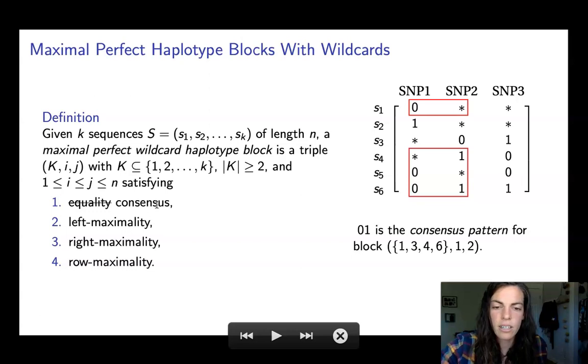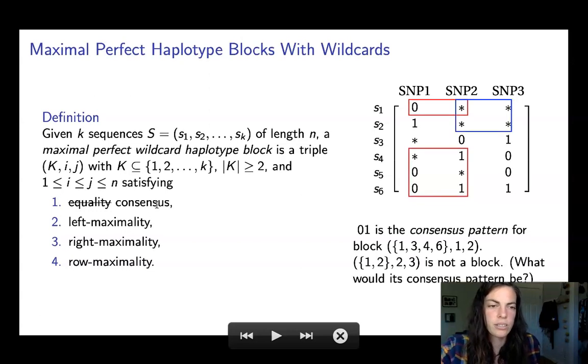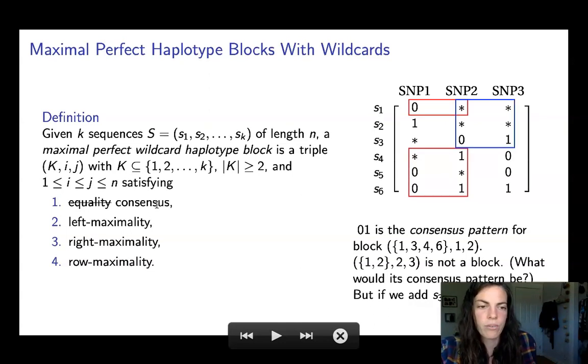On the other hand, a block containing sequences 1 and 2 at columns 2 and 3 does not satisfy the consensus condition because it does not contain a non-wildcard value in all of its columns. In fact, it doesn't contain a non-wildcard in any of its columns. But if we add sequence 3, it would be a block because now it satisfies the consensus condition, and it can't be extended left, right, or by adding any other rows.